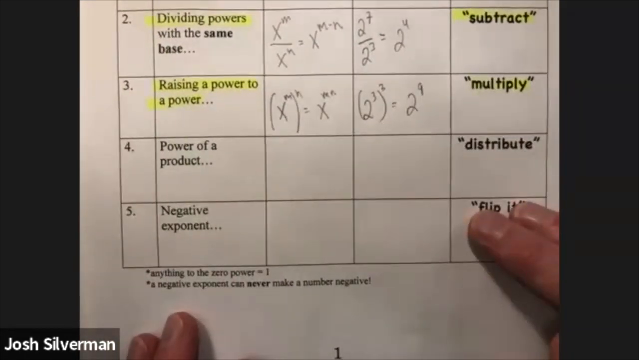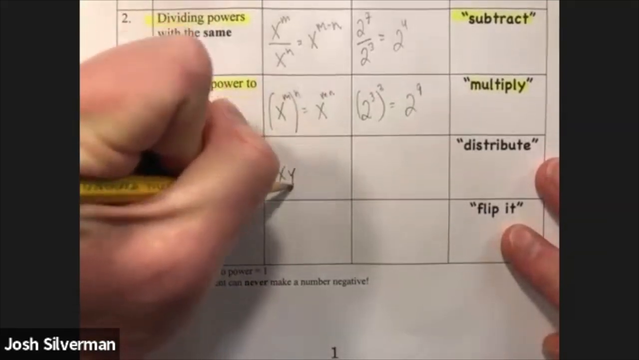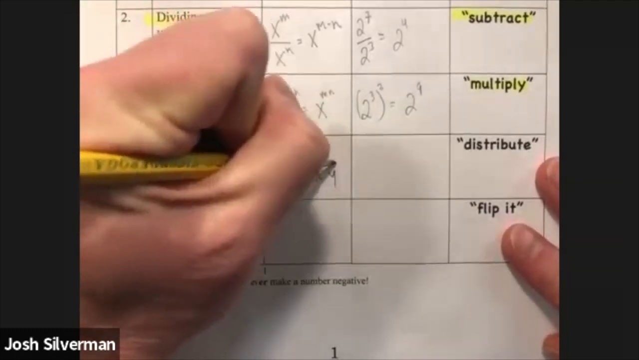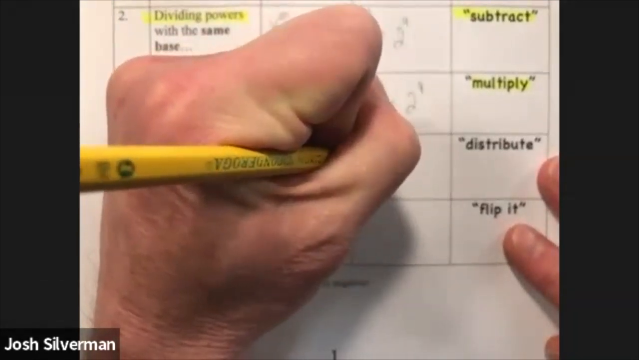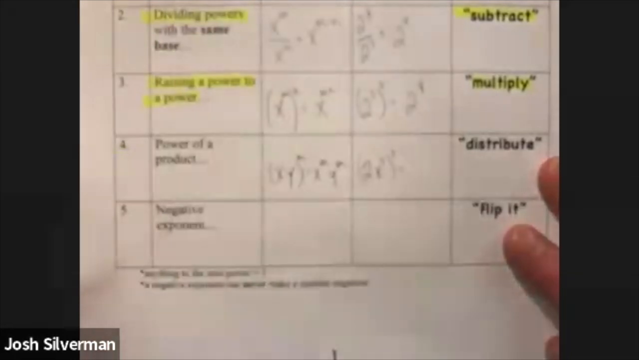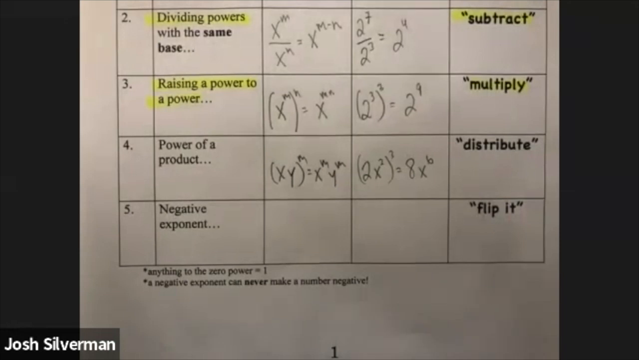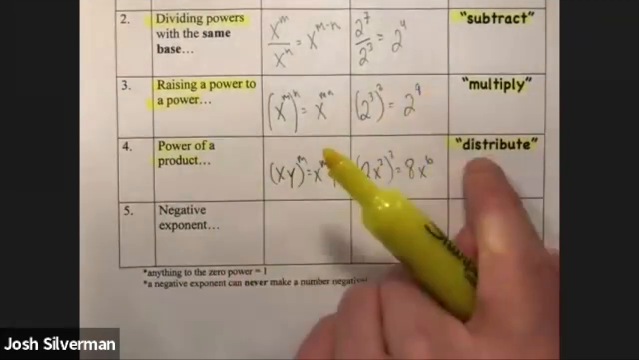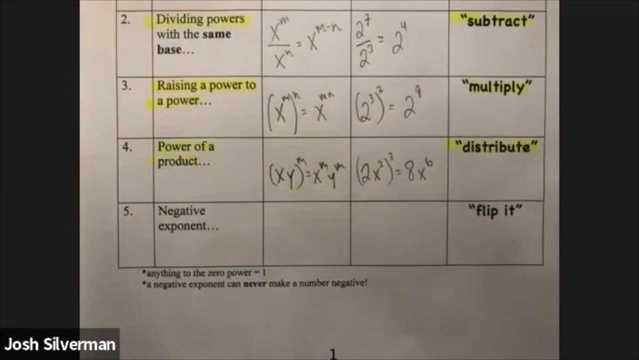Power of a product. (xy)^m is equal to x^m y^m. My example, (2x^2)^3 is equal to 8x^6. When you have the power of a product, that's when you distribute. Notice there's quotation marks here. It's like distribute. It is not the same as the distributive property, but it's a close analog.